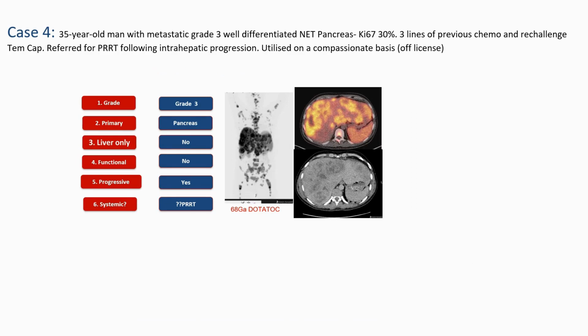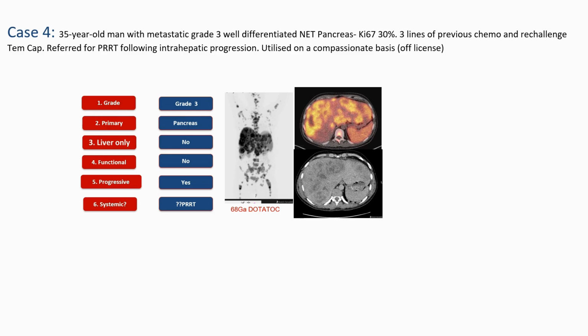Case number 4 is a bit more complicated. It's a 35-year-old man with metastatic grade 3 well-differentiated neuroendocrine tumor of the pancreas with a higher Ki67. The patient had quite a number of previous lines of chemotherapy and was referred for PRRT or RLT because of intrahepatic progression, and we treated him on a compassionate basis, which is an off-license indication.